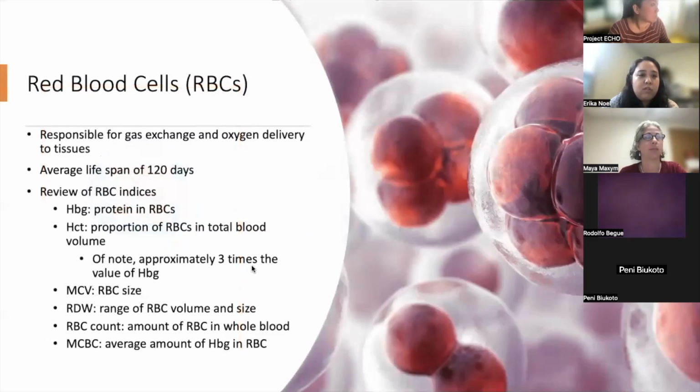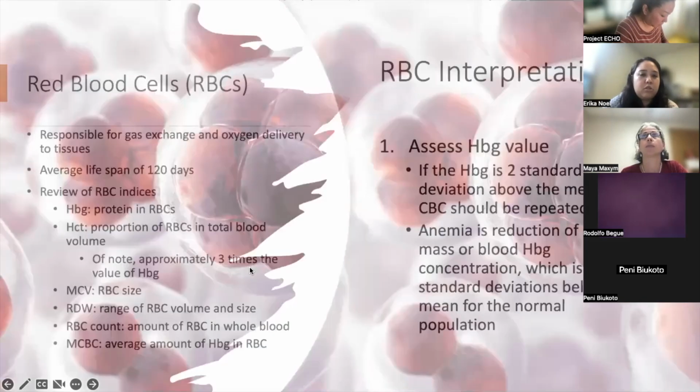Just as an overview, red blood cells are responsible for gas exchange and oxygen delivery to the tissues. The average lifespan is about 120 days. What's interesting is that the CBC has most of its indices, or more descriptive factors, that talk about the erythrocytes, or the red blood cells, such as the hemoglobin, the hematocrit, the mean corpuscular volume, the red cell distribution width, the red blood cell count, etc. I won't go through each of these individually, but I wanted to talk about a step-by-step approach on how we should look at the red blood cell interpretation.